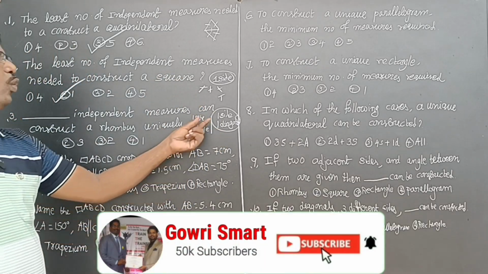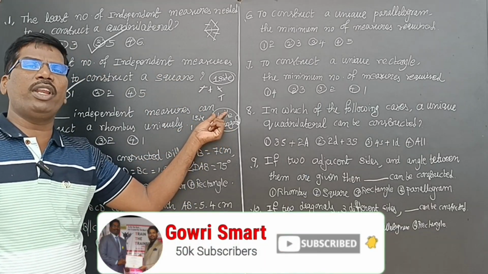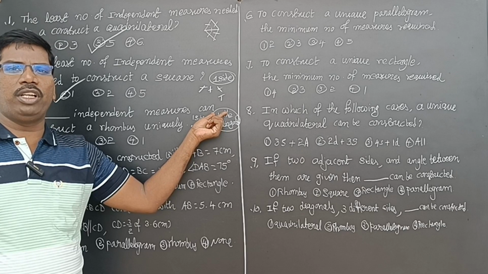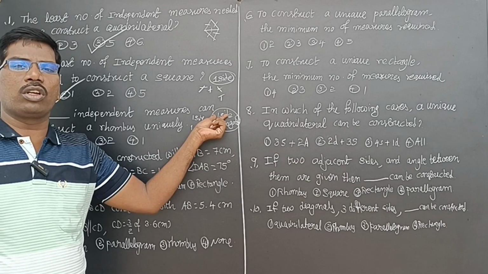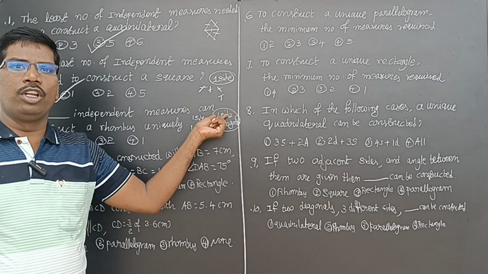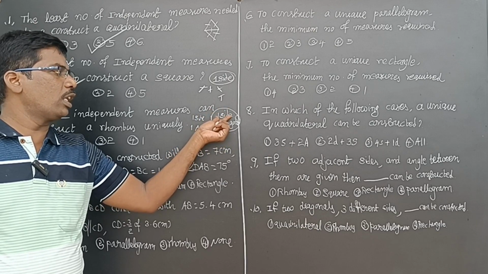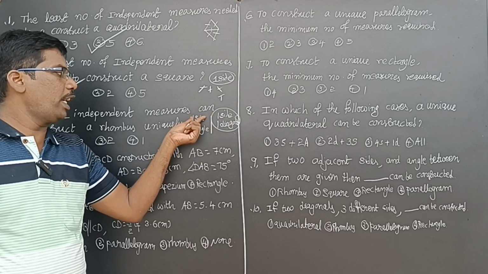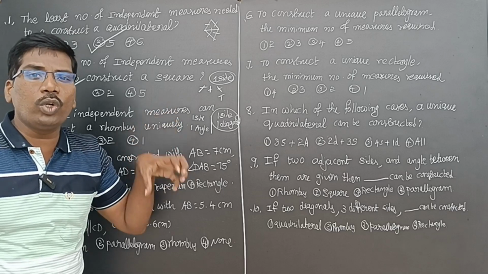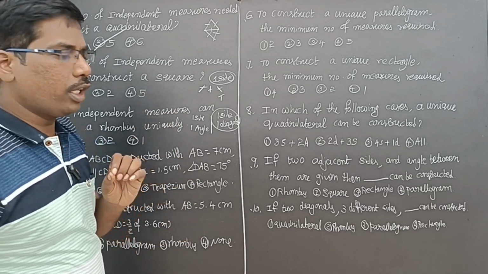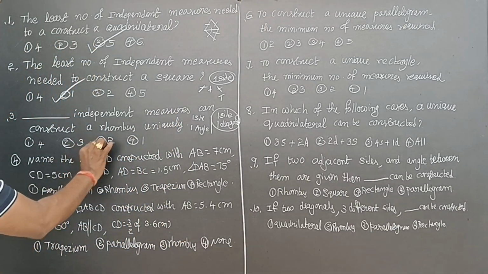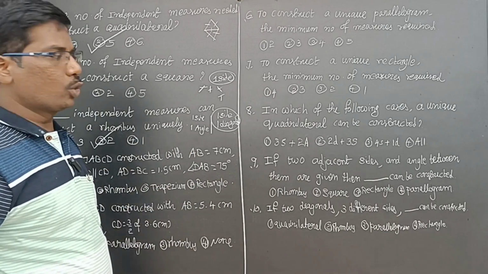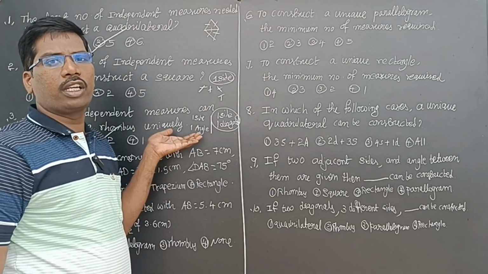See here, if you know one side and one diagonal, the remaining 3 sides you know very well, because in a rhombus all sides are equal. So the independent measurements are one side and one diagonal, or one side and one angle. Only 2 independent measurements are needed for constructing a rhombus. So this option is 2, isn't it? You need not get all sides or all diagonals.